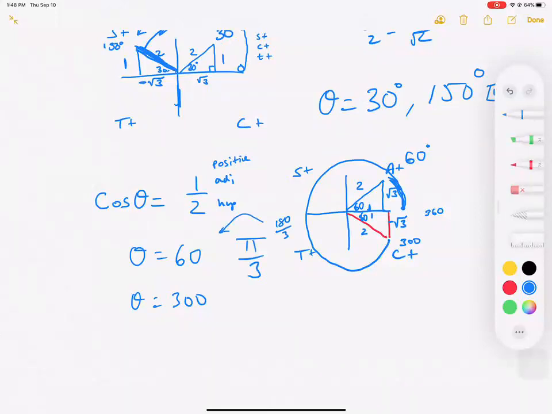How about 300? How many 60s get us to 300? 60, 120, 180, 240, 300, 5. Or you can just divide. How many times does 6 go into 30? 5 times. 5 pi over 6.